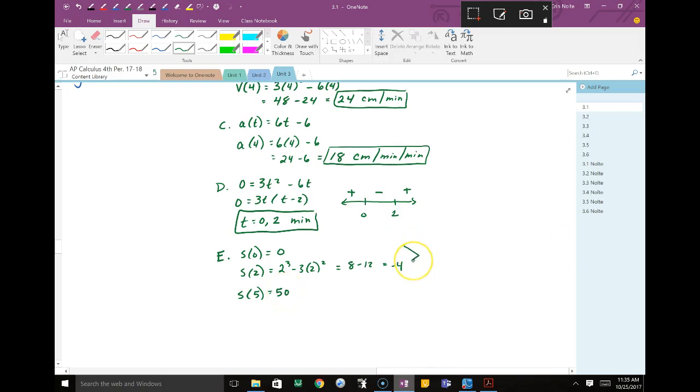So, what's the distance between 0 and negative 4? And then what's your distance between negative 4 and 50? 54. So your total distance traveled will be 58. What are we working in? Centimeters.